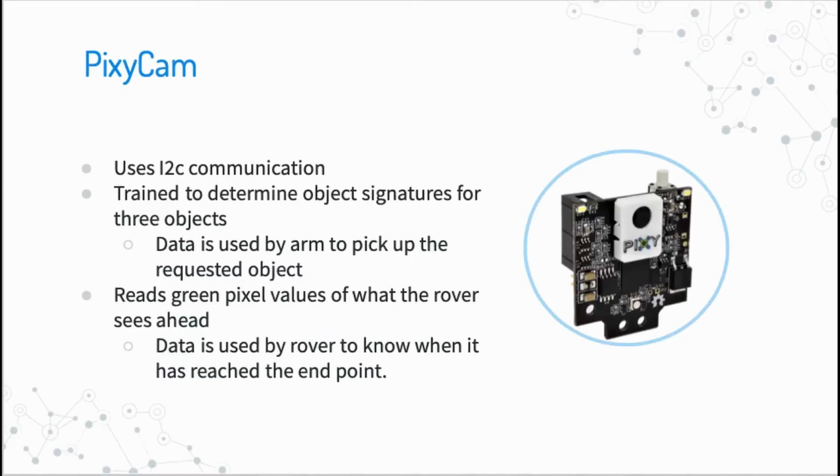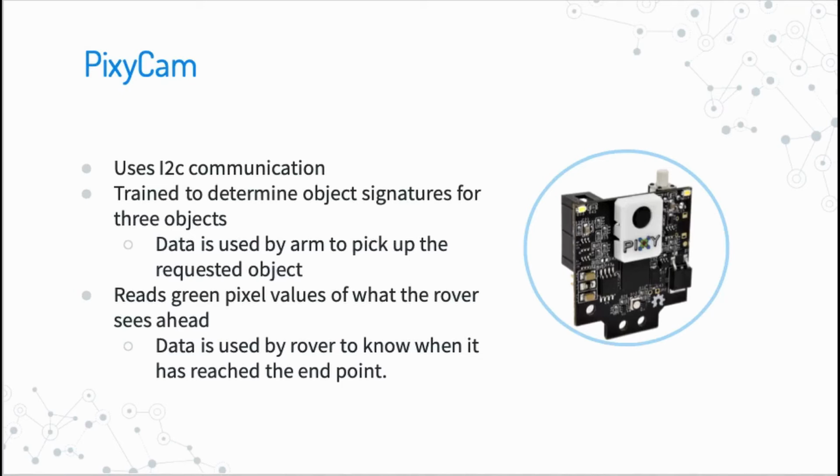In order to communicate with the PixieCam, we use the I2C protocol. The I2C protocol allows us to send requests and receive responses via the I2C transfer function. In our project, we use 2 PixieCams. The PixieCam is first used on the rover to read in the green pixel values the rover has in front.